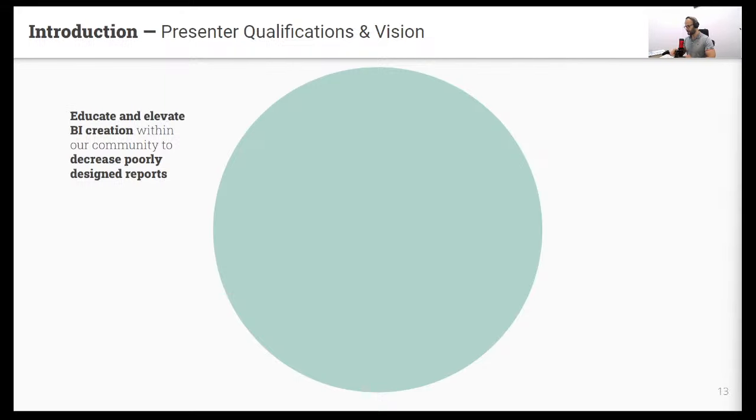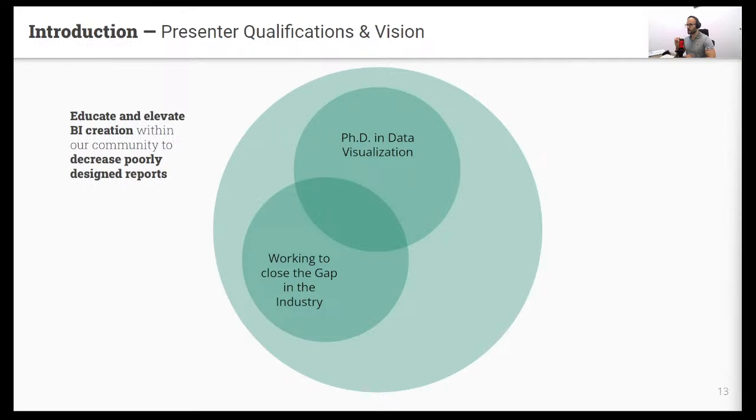So if that is the circle you're seeing in front of you, then we have looked at the gap and understood the industry, why we are creating so many. I have a PhD in data visualization, so I have worked in this area for a bit now, and I understand how to create and how to try to figure out why we are having these poorly designed reports, and also some type of teaching behind me.